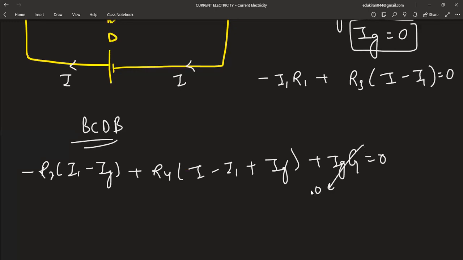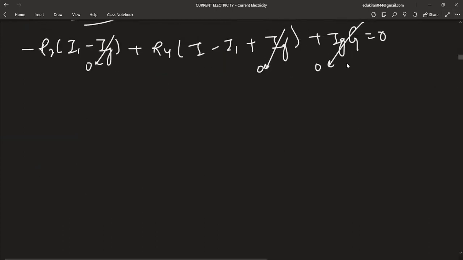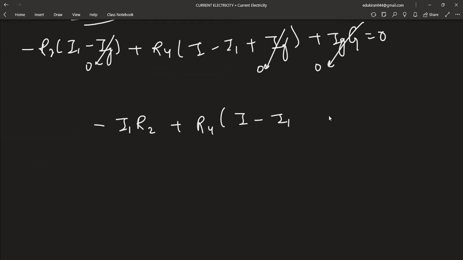Now IG here will be 0, IG here will be 0. Why? Reason again the same thing. Bridge is balanced. We write it as 0. So what will be left from here? Minus R2 I1 plus R4 into I minus I1 is equal to 0.